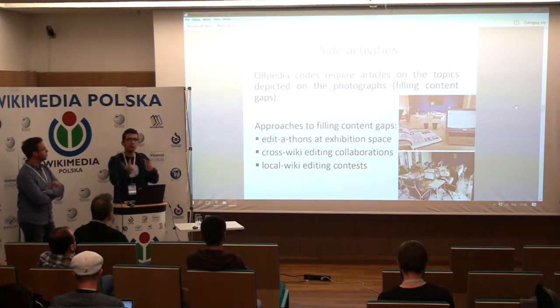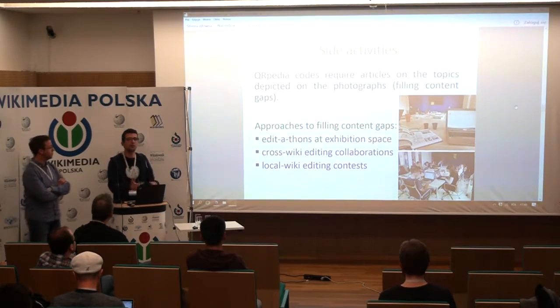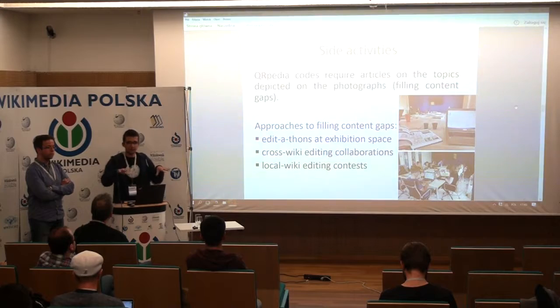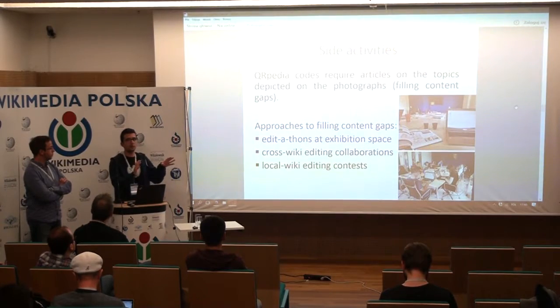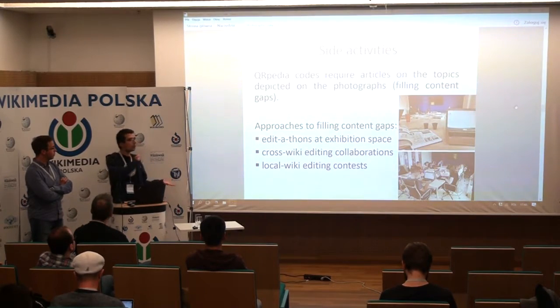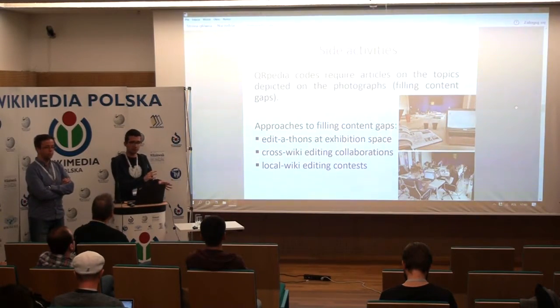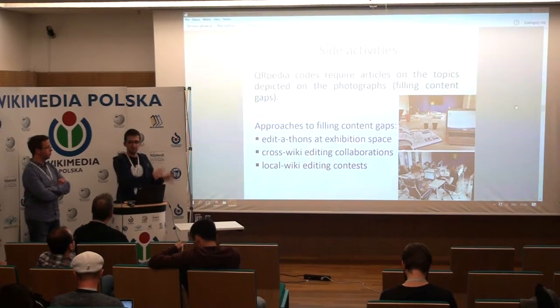So, this invites the community to check if there are articles on that Wikipedia, and if not, to organize itself in order to create these articles, to fill the content gaps. So, how is it going to work in our model with the Brazilians? First, we're going to check if we have articles about the things in Brazil, which are depicted on the images, and if we find out that we have a shortage, then we're going to organize different editing challenges, which are aimed at filling the gaps.